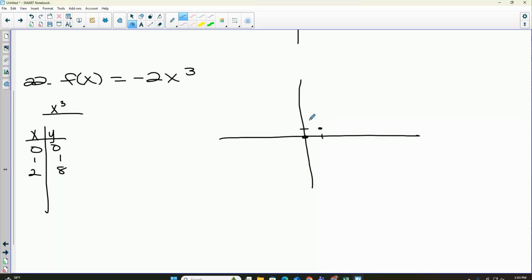Negative 1 cubed is negative 1. Negative 2 cubed is negative 8. So more points than you have to have, but I just want to make sure you see the graph. So it's our chair.